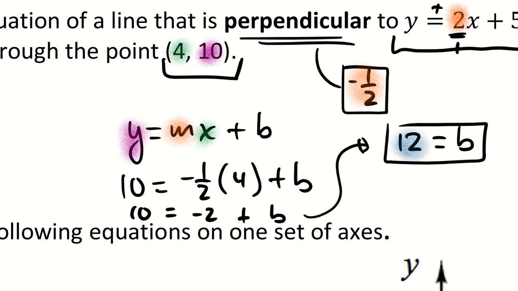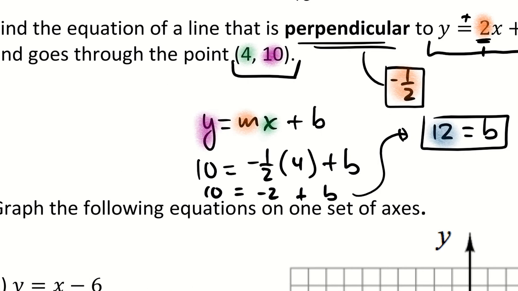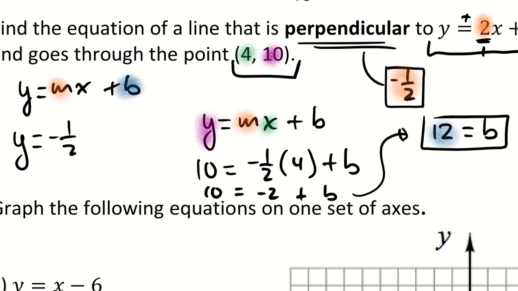So for my final answer, I go ahead and write down y is equal to mx plus b, but I know both my parameters. My slope parameter is negative 1/2, and my y-intercept parameter is the number 12, so I can write the equation of this line. It is y equals negative 1/2 times x, and then plus the number 12.